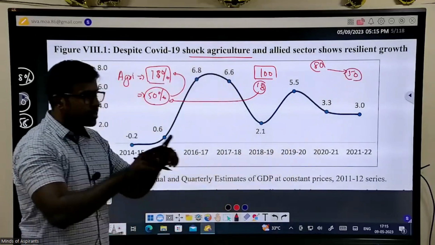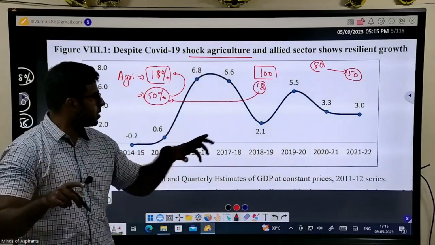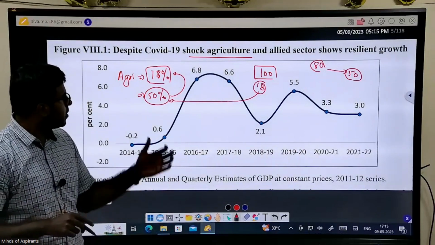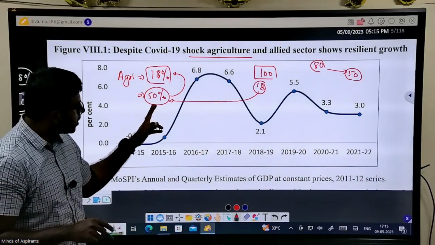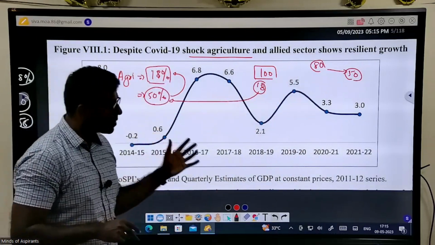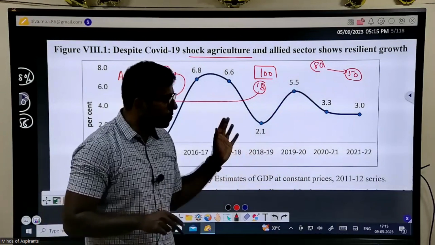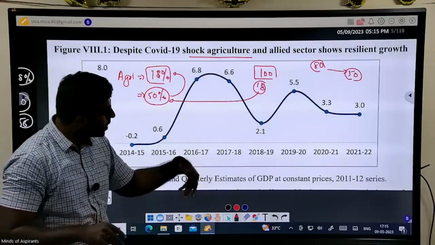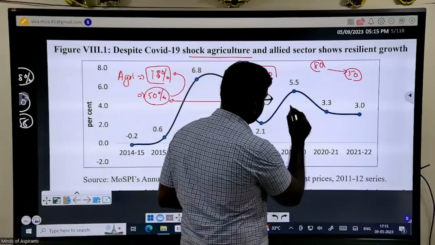This is why economic inequality happens, and this is why there are policies to move people from agriculture to industries and services. We have to make them high end. It is not about declining agriculture; it is actually about increasing the productivity of agriculture.